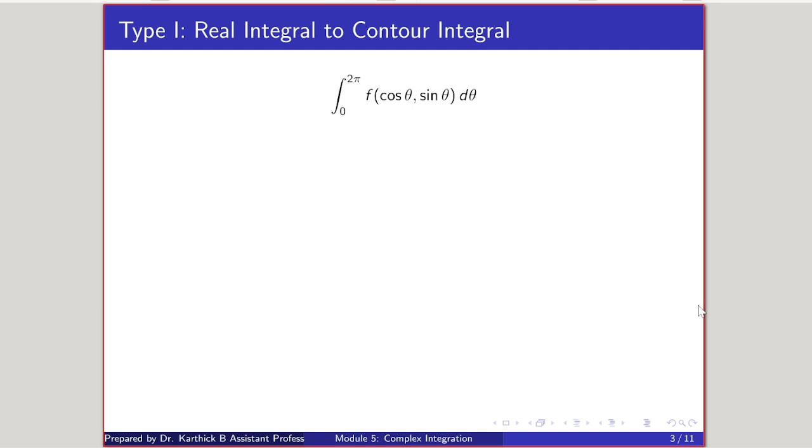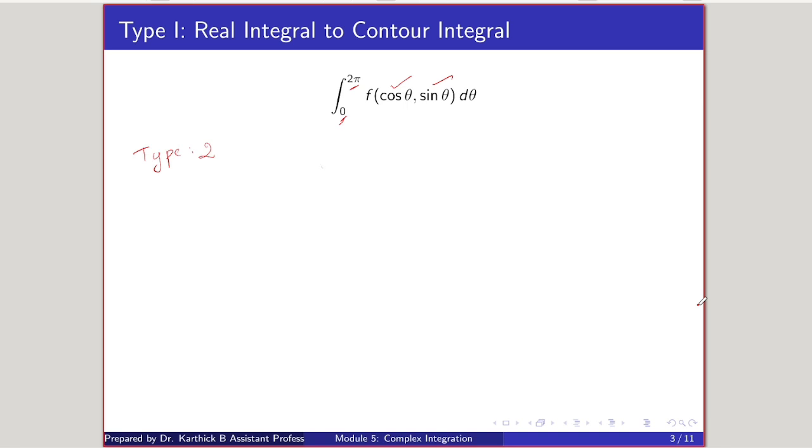So, in contour integration type 1, that function will consist of cos theta and sin theta. The integral over the limit will be from 0 to 2 pi. Of course, totally we have three types.